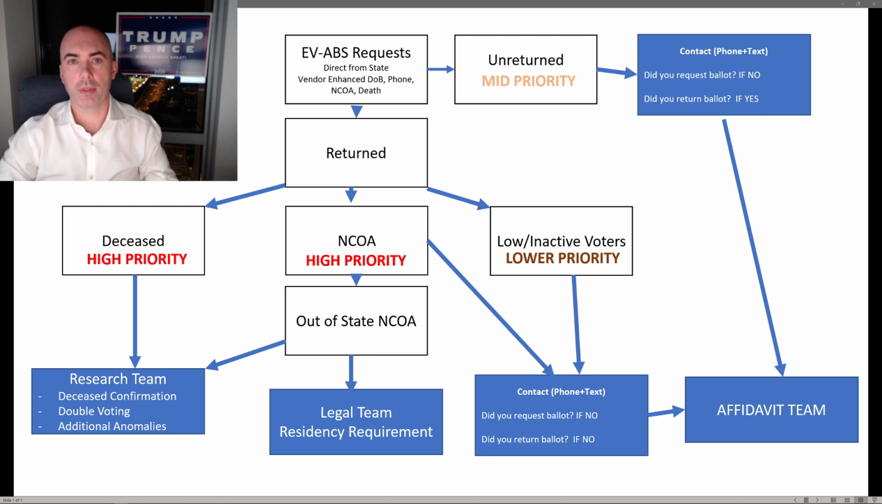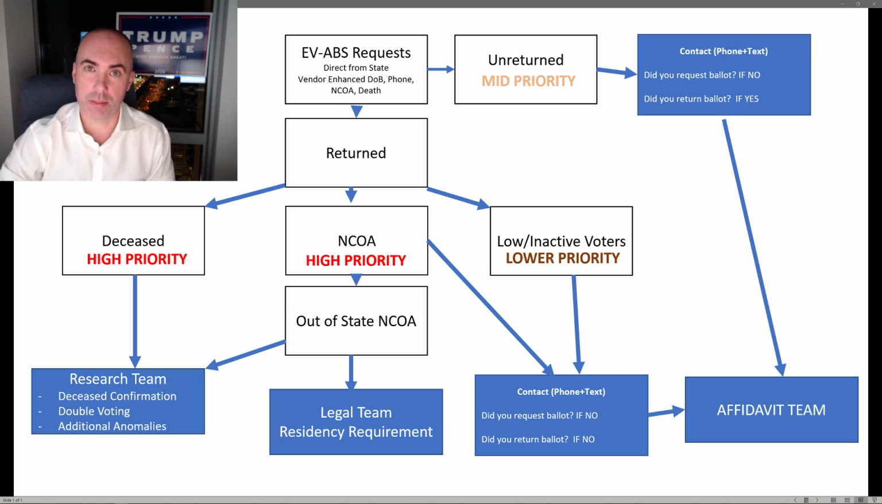So on this chart, what we've collected from 6 target states are the early voting and absentee requests, the raw files from the states, their own records exported out of their computer systems. We've then had them enhanced by our commercial vendor at great expense to add things that might have been missing, like date of birth, phone numbers, whether or not they're on the NCOA list, which is the National Change of Address database. Anytime you move and you fill out a little card to get your mail forwarded to you, you go into a database that the Postal Service sells for a lot of money, as well as the Social Security Death Index / master death file to find if there are any matches there.